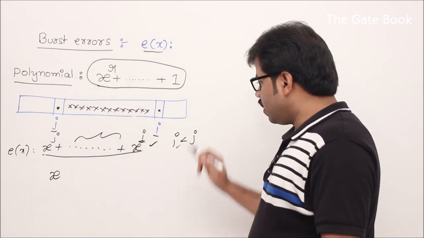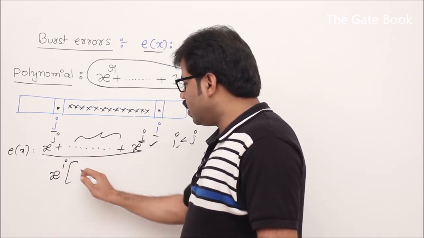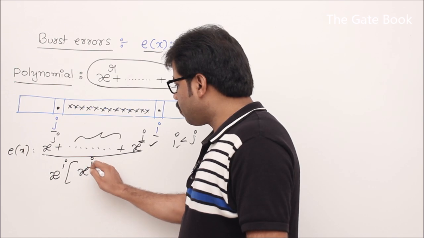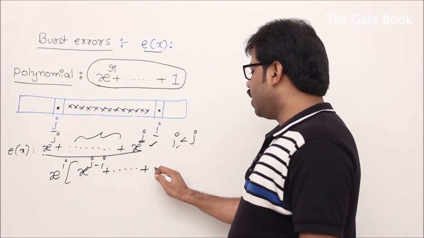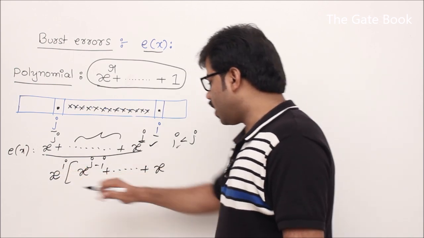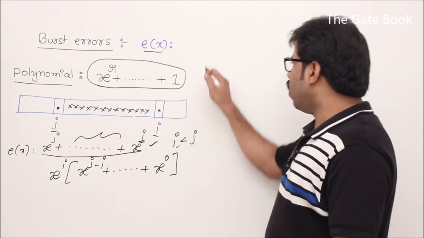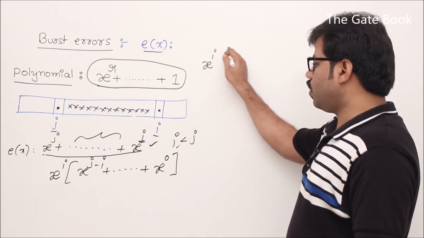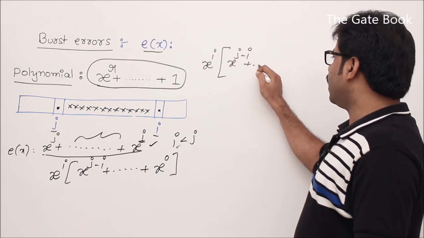So i less than j. Now we write like this. Let's take x power i common as it is. Then you get x power j minus i plus some extra remaining things, plus the last one is x power 0, because you took x power i common, right? So finally we got x power i into x power j minus i plus ... plus x power 0.